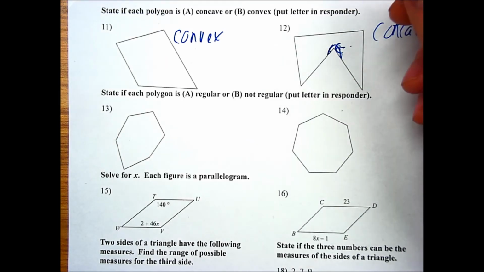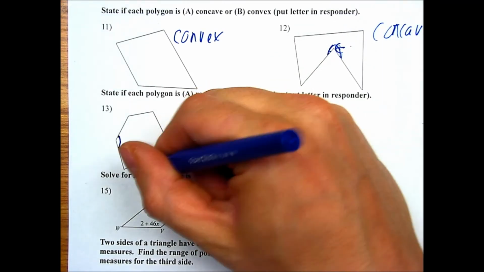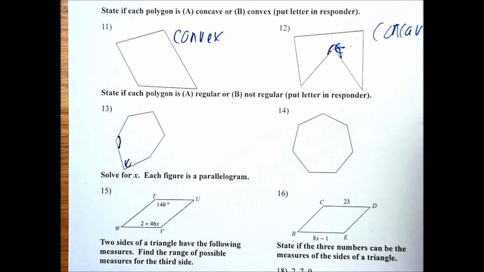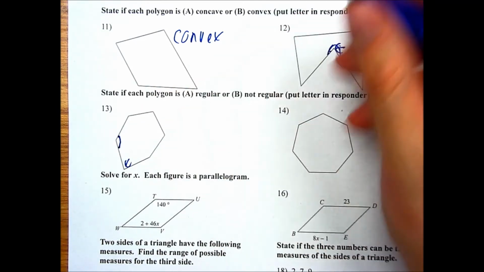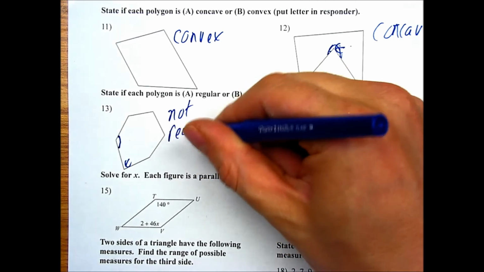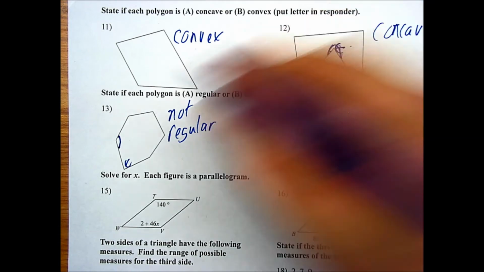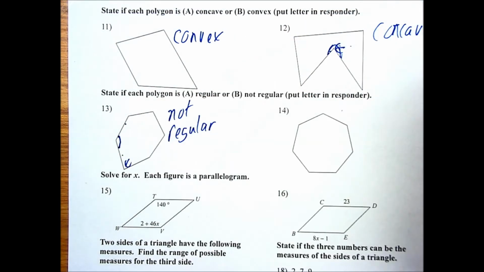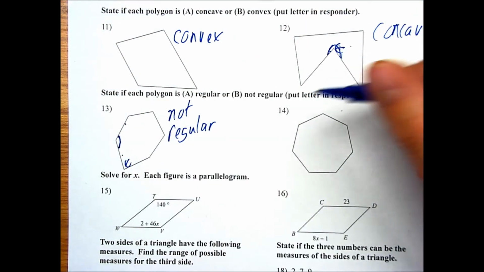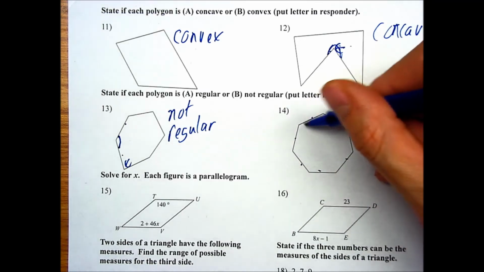All right, regular polygons have all the angles the same. Not regular has different angles. So here, this angle here is obviously not the same as this angle here. So this is a not regular polygon because the angles are not the same. You could also look at the sides. A regular polygon will have all congruent sides, so you could say here this side here is not the same as this side here. Whereas on the regular polygon, all the sides are the same, as well as all the angles.